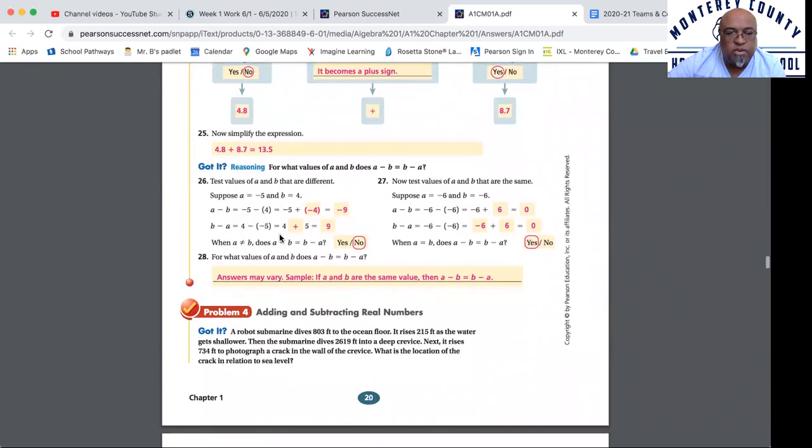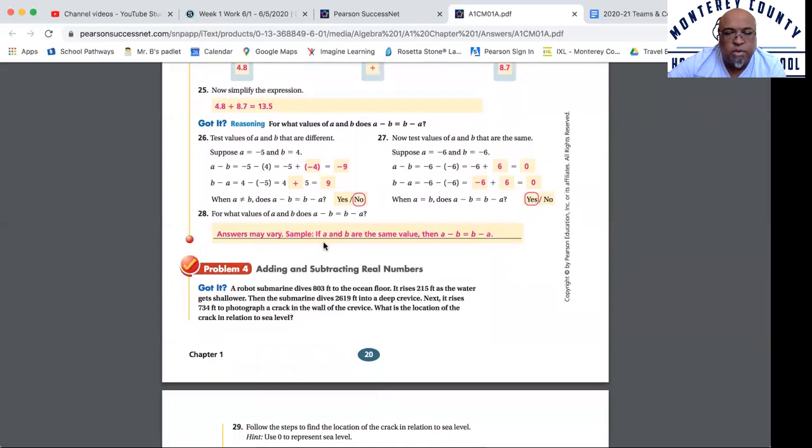Question 26, the answers are -4 and -9, plus and 9, and then no. Question 27, the answers are 6, 0, -6, 6, and 0, and then yes. Question 28, the sample answer that the book has is if A and B are the same value, then A minus B is equal to B minus A.